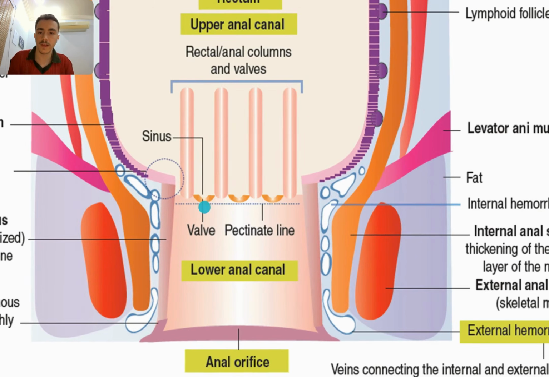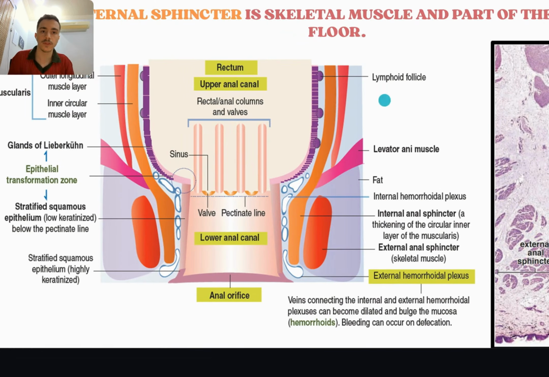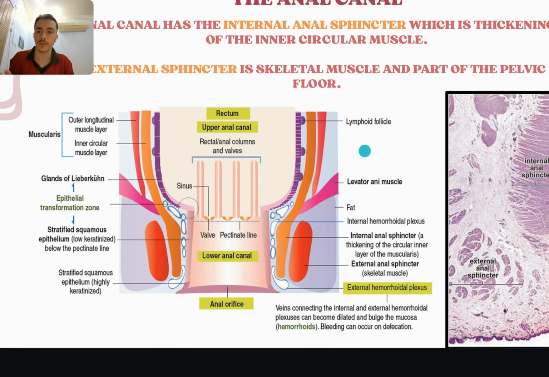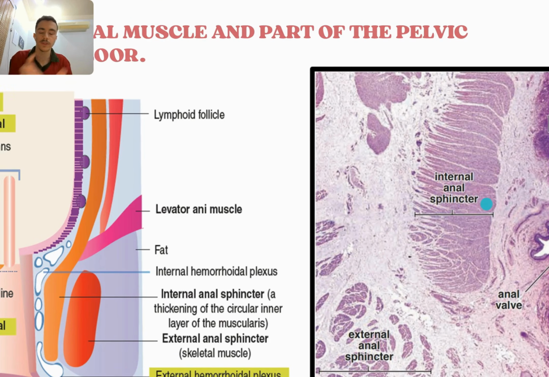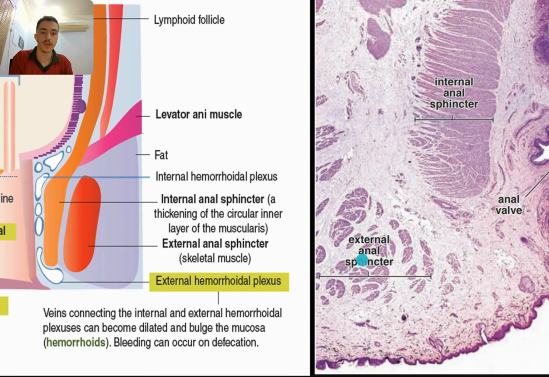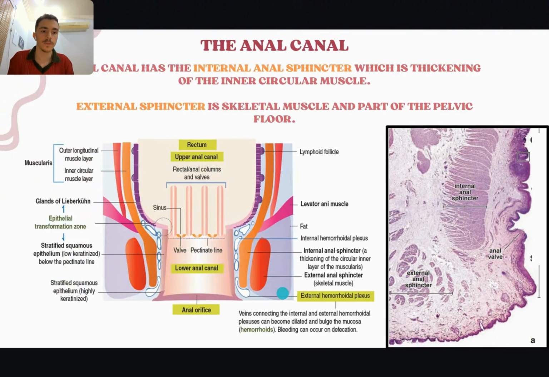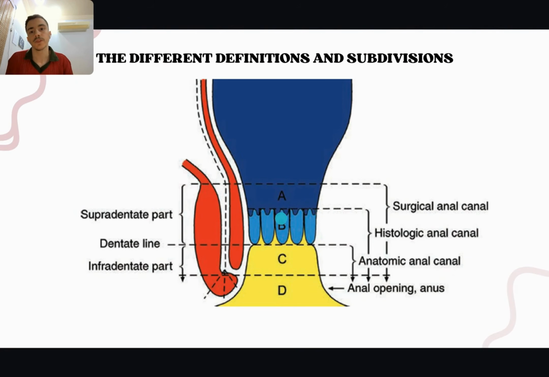Here are the valves that we talked about, these are the columns that we talked about, the rectum, lymphoid follicles, everything. This is the internal anal sphincter because of the circularis muscle, and this is the external anal sphincter from the skeletal muscle. Next, the different definitions of the subdivisions.